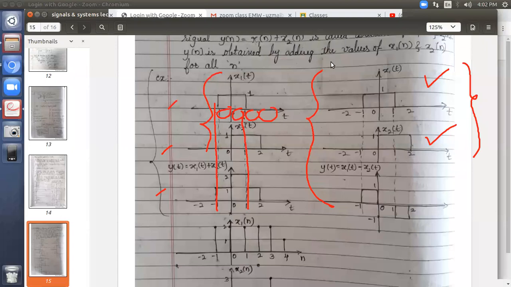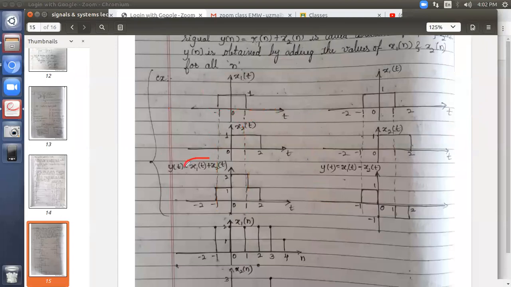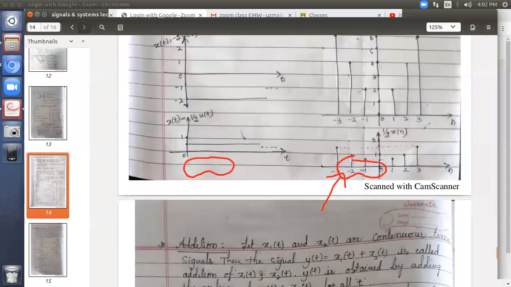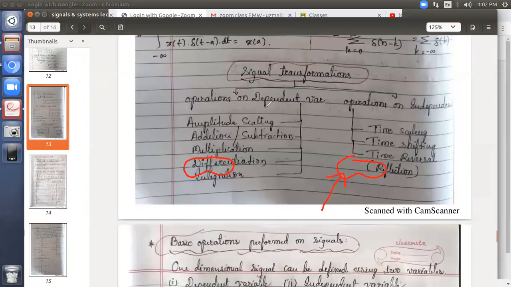Now, what is the question? Here it is x1 plus x2. But here it is x1 minus x2. So let's see how x1 minus x2 is performed. Actually, this is subtraction, okay, not addition. But if you see here, I have listed addition / subtraction because subtraction is considered as a special case of addition.